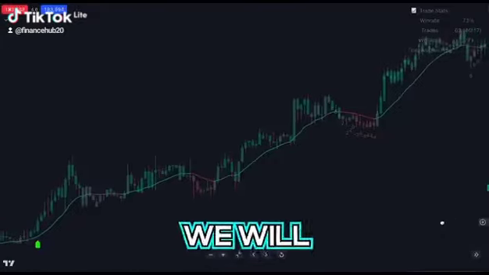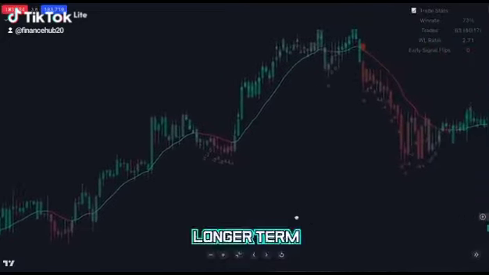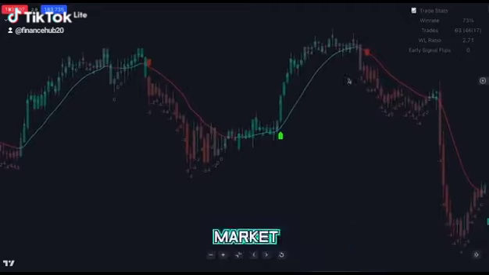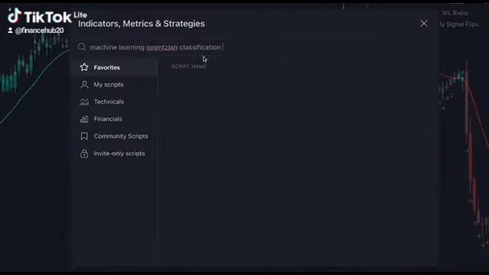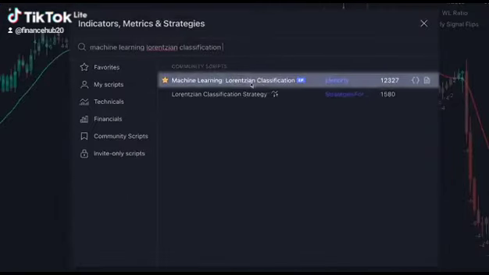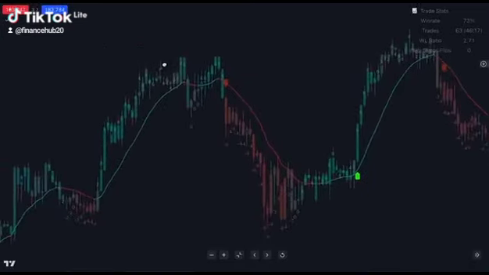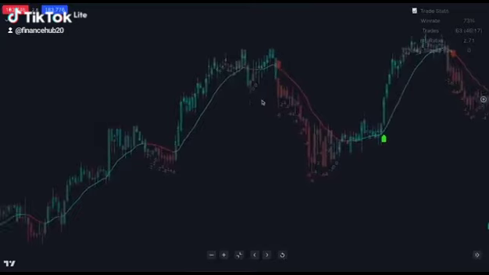The next indicator we will discuss is far better at holding longer-term trends, and is great to use alongside your analysis to determine market direction. This indicator is called Machine Learning Lorentzian Classification, and as you can see, this indicator has also received the Editor's Pick Awards. This indicator has a lot more features than the previous indicator and is far more customizable.